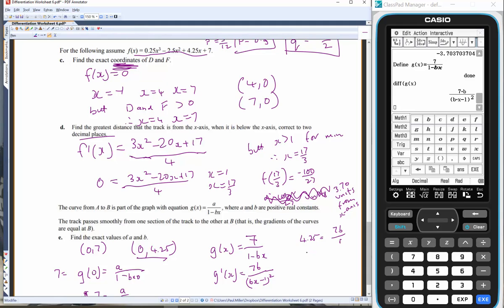Okay, that's going to give us 4.25 equals 7b, so we're going to divide that by 7. So let's jump on our calculator and go 4.25 divided by 7. B is equal to 17 on 28.